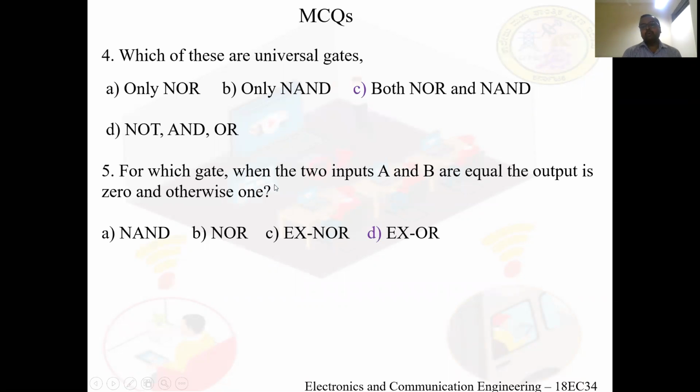When both inputs are equal, the output is 0, otherwise 1. We saw from the truth table of an XOR that when both the inputs are 0, 0, the output is 0. When both the inputs are 1, 1, the output was 0. For the rest of the two input combinations, the output was high for XOR. So the correct answer for this one is XOR.